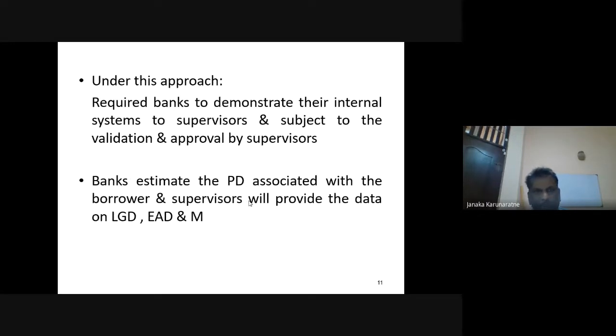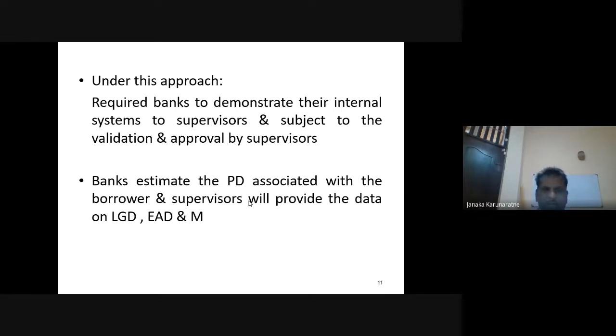So under this approach, banks are required to demonstrate their internal systems to supervisors, subject to validation and approval by the supervisors. So if a particular bank wants to follow this model, in terms of Basel requirements, you need to get the approval of the regulators so that regulators know your model is capable of giving accurate results. And the models themselves need to be validated.